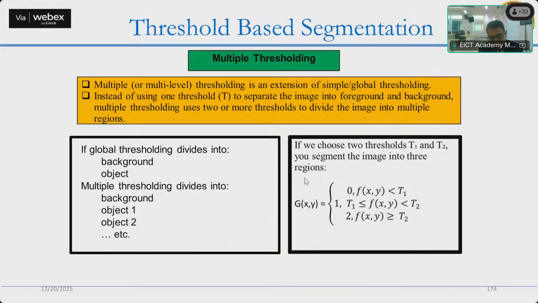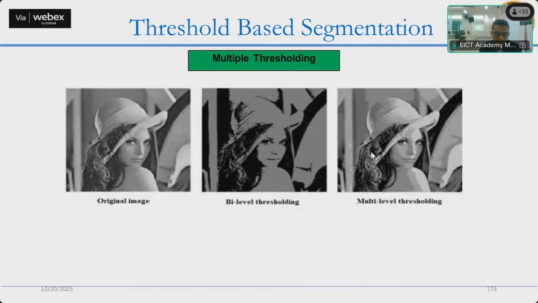of simple global thresholding. Instead of using one threshold to separate the image into foreground and background, multiple thresholding uses two or more thresholds to divide the image into multiple regions. That is why it has been given here, that we have already read it. For example, this original image is there. See bi-level thresholding, where you are able to identify with one threshold, but with multi-level you are able to identify more. This is the figure.